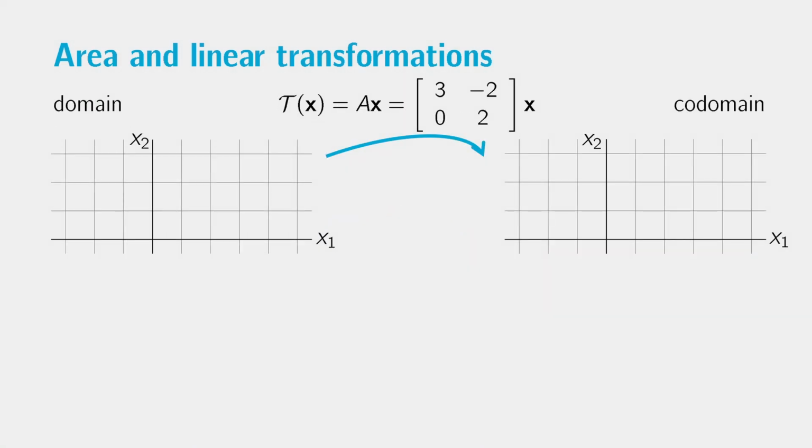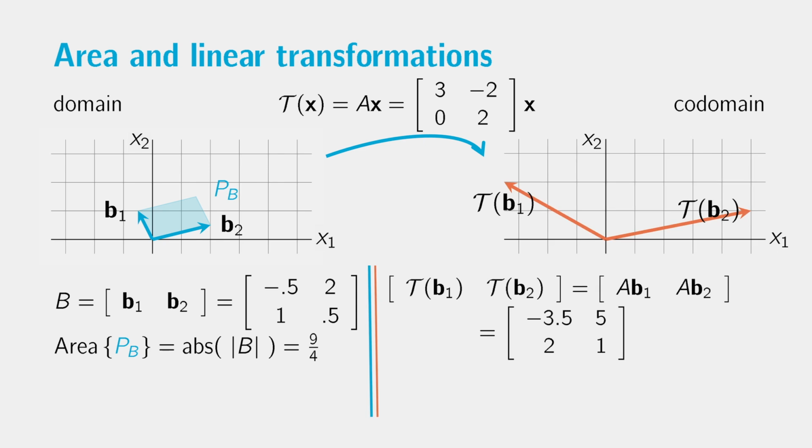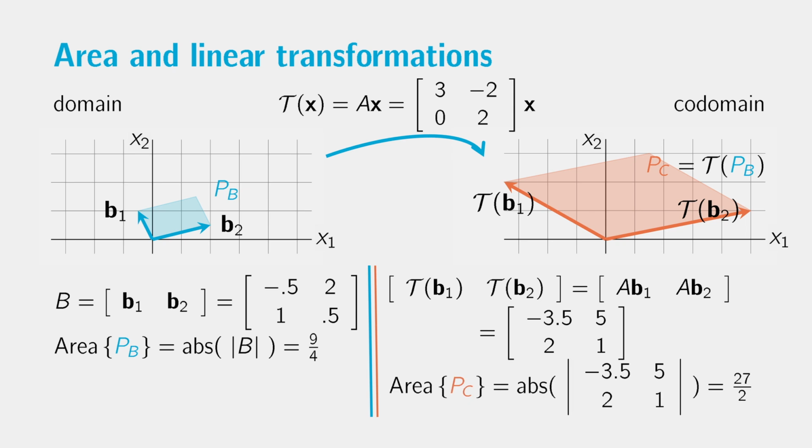What if we start with some other shape? For example, we can start with parallelogram PB, determined by vectors B1 and B2, the columns of matrix B. The area of the parallelogram is the absolute value of the determinant of matrix B. Here you see the images of vectors B1 and B2. And this is the image of the parallelogram. What is its area? We need the matrix with the images of B1 and B2 as columns. We can calculate the area of the parallelogram directly from its determinant. You can check that it is 13.5.